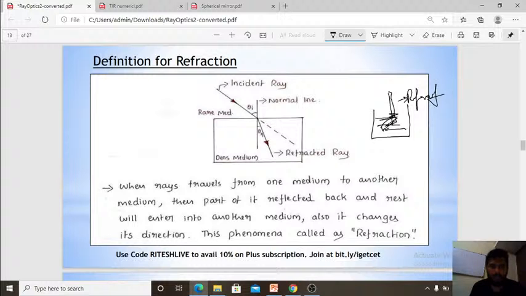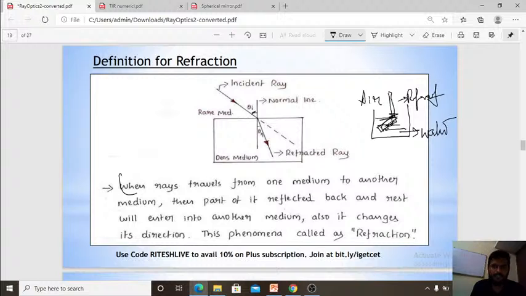Refraction is when a ray travels from one medium to another medium. Here, air is the first medium and water is the second medium. When a ray of light travels from one medium to another, part of it is reflected back, and the rest will enter the other medium. Also, it changes its direction. For that reason it will look bent. This phenomenon is refraction.